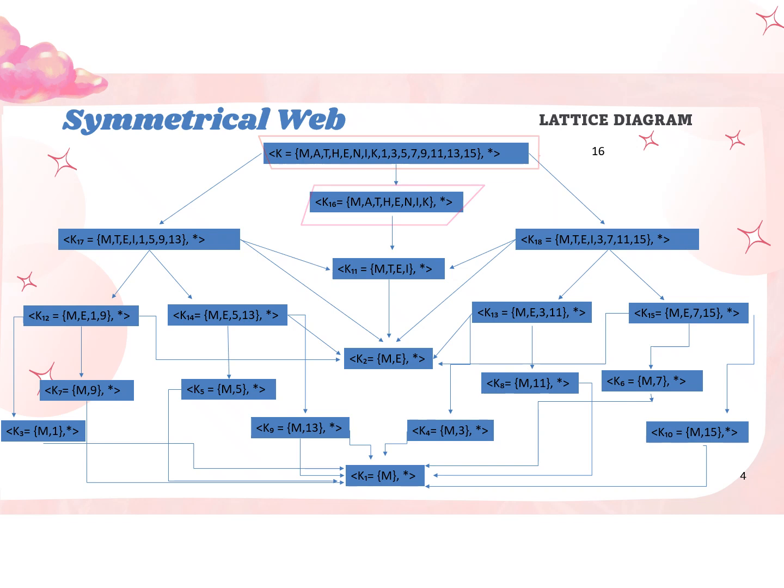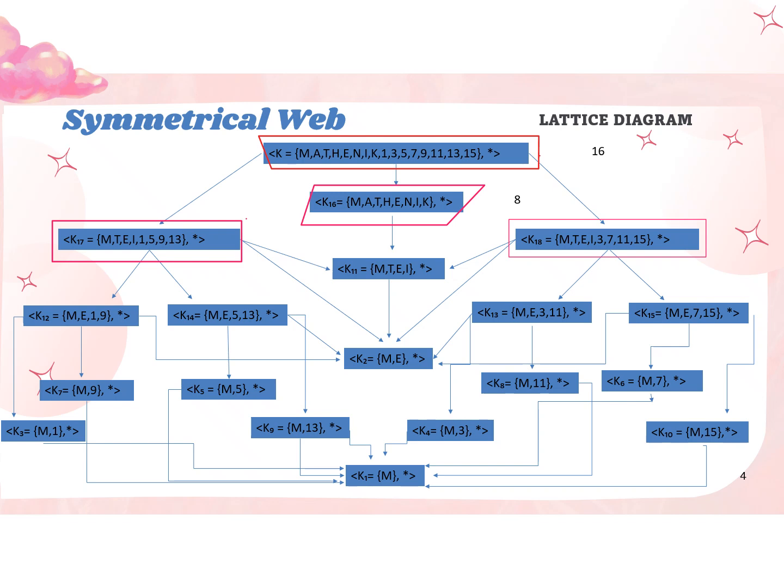Also, we have K sub 17 containing the elements M, T, E, I, 1, 5, 9, 13 under the binary operation, with 8 elements. And also, we have K sub 18 containing the elements M, T, E, I, 3, 7, 11, 15. So we have here K sub 16, K sub 17, and K sub 18 containing 8 elements.